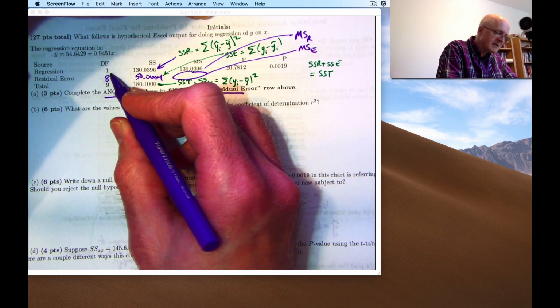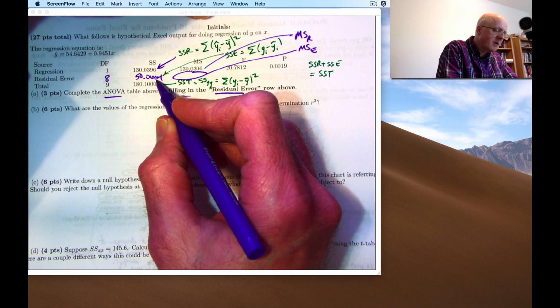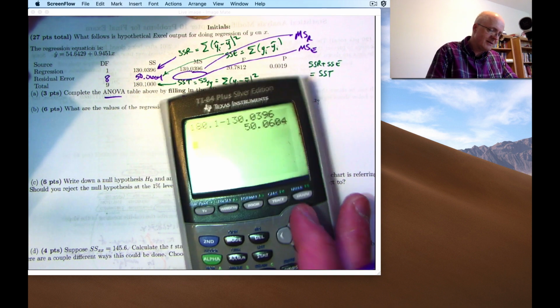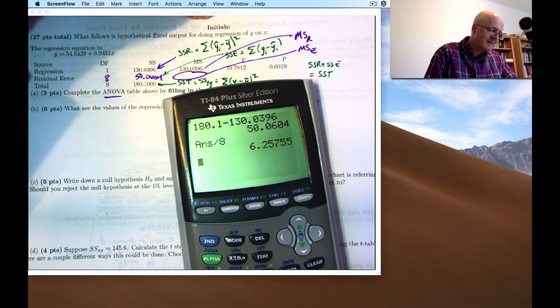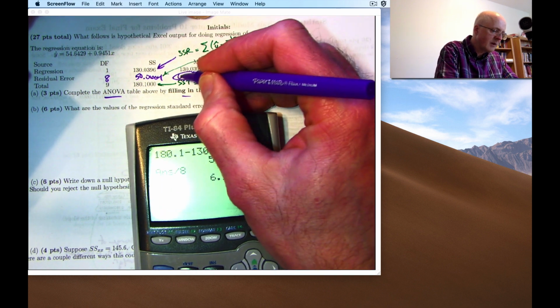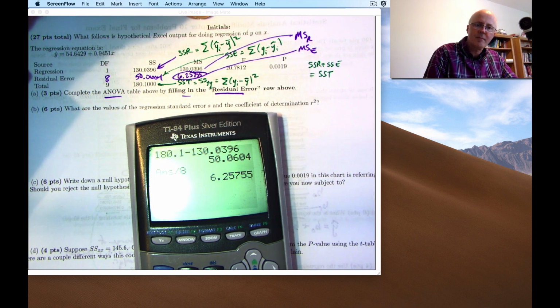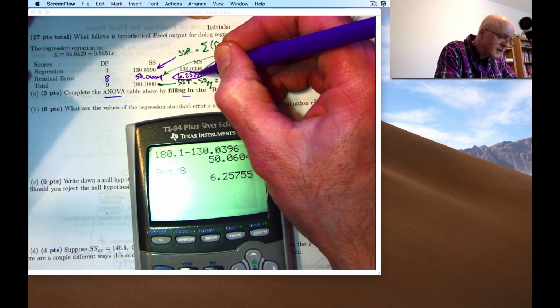130.0396 divided by 1 is 130.0396. 50.0604 divided by 8 is something different. Divide this by 8, it's 6.25755. These are 5s here, it's a little hard to see.